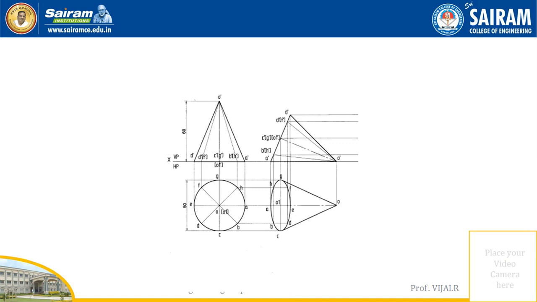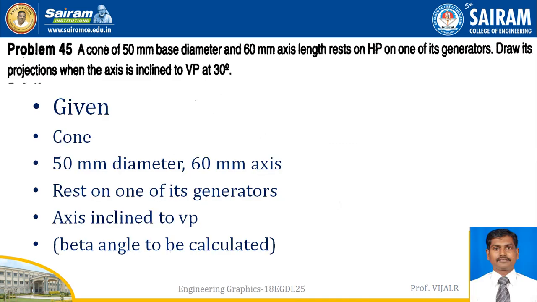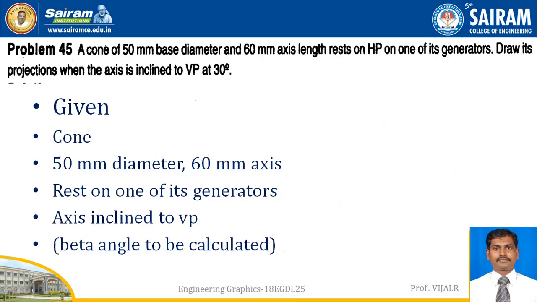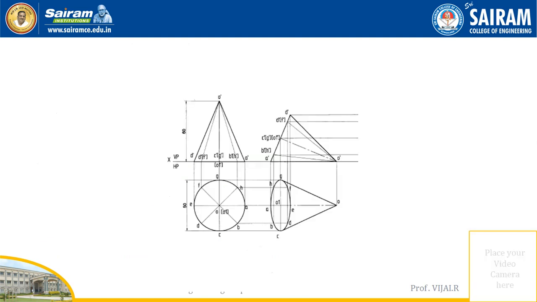That's all. After this, we can conclude. Just like before, the beta angle is to be calculated, so you can tilt it and get the front view. I hope all the problems we have solved are the major problems that they will ask in examinations. Please practice more number of problems.